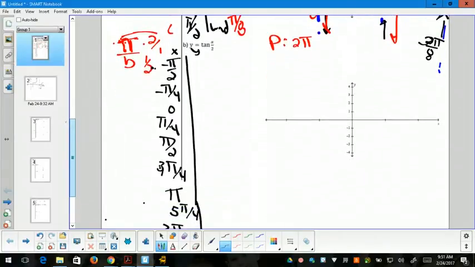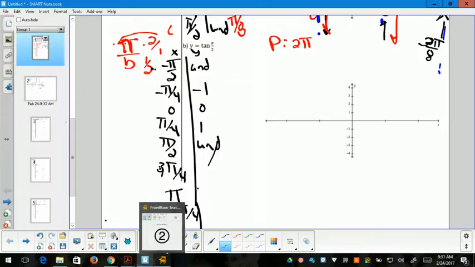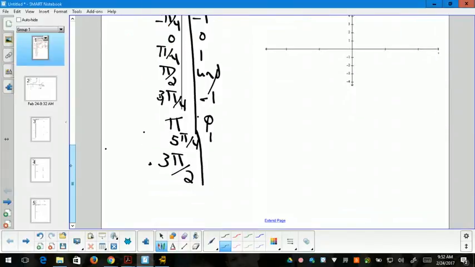So we know that this is undefined, then -1, 0, 1, undefined. You'll want to check on your unit circle. 3 pi over 4 is also -1. The pattern's just going to keep repeating: 0, 1, and then undefined again.